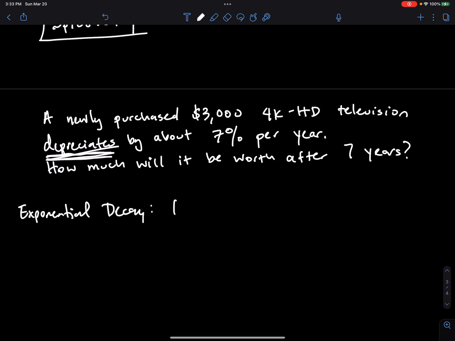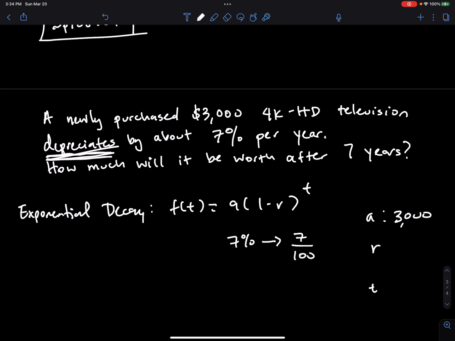So I have to use the formula f of t is equal to a times 1 minus r raised to the tth power. Let's define our variables. a is our initial value, which is 3,000. And then r is our rate. Remember, the rate is the percent converted into a decimal. So this 7% over here, I'm going to change to 7 divided by 100, which gives you 0.07. So our new rate is 0.07. And then lastly, our t is just 7 years, so I write 7 over there.